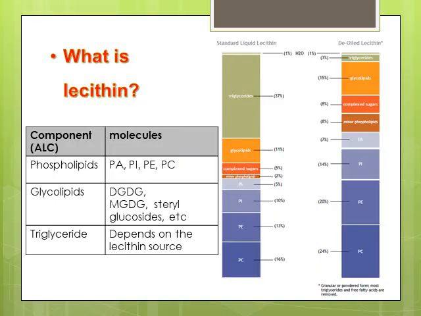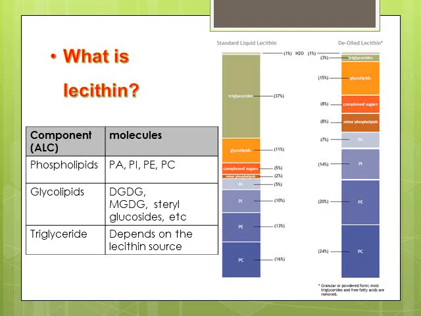So what is lecithin? Lecithin is a mixture of different organic molecules. It has phospholipids, glycolipids, triglycerides, free fatty acids, and complex sugars like polysaccharides and monosaccharides and disaccharides. It has moisture and minor organic molecules, and depending on the source and the process, the composition of these molecules will change and vary in the lecithin.